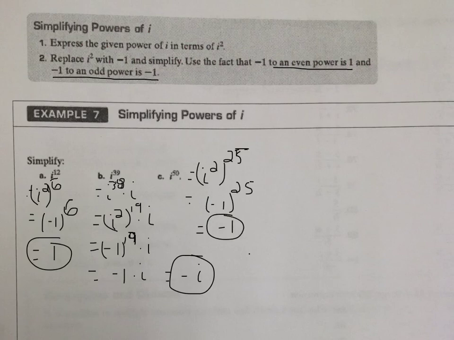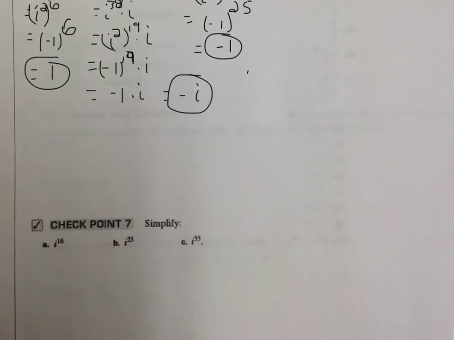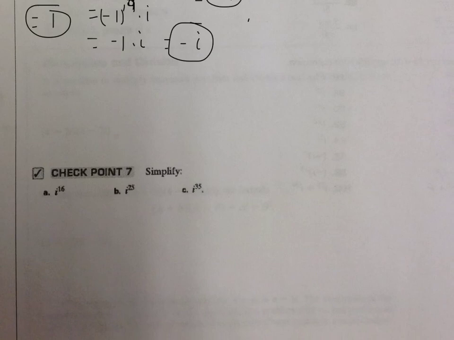Pause here, try your checkpoints. When you come back, I'll give you the answers. Checkpoint 7, you got i to the 16th. That comes out to 1 for A. For B, we get i, and for C, we get negative i.